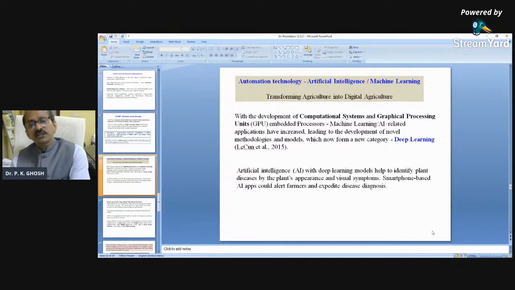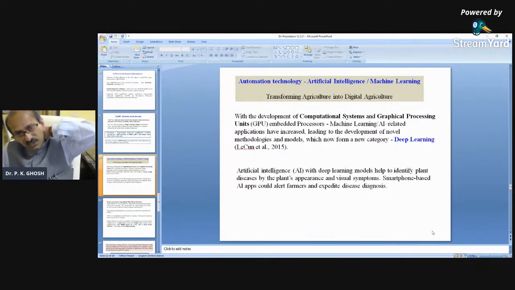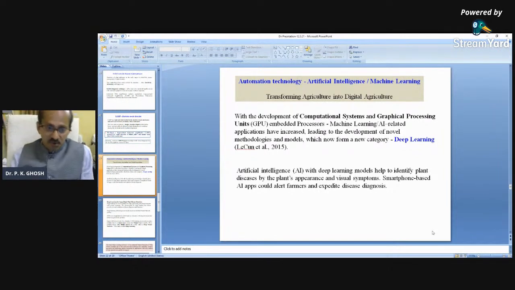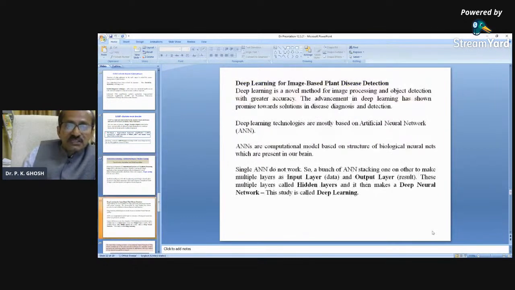With the development of computation systems and graphical processing units, the need of the hour is artificial intelligence, particularly deep learning systems. Artificial intelligence with deep learning will definitely help to identify plant diseases. But in our Indian condition, artificial intelligence is still at an infant stage. We need collaboration with many stakeholders. We need the involvement of the private sector and also government in a PPP mode, because it needs a holistic approach. It is not a single division's work. It needs a holistic approach and participation of many stakeholders.